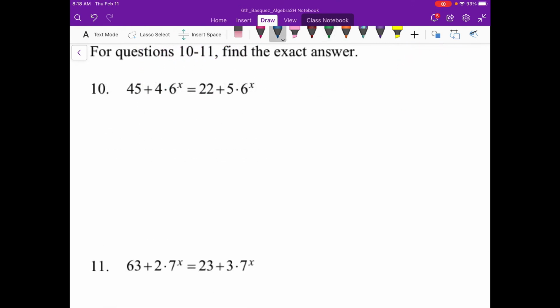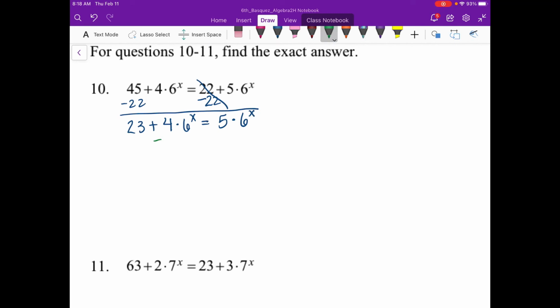All right, the last two questions say to find the exact answer. So I don't want any decimal answers. We're just going to leave it as a fraction if needed. So first, we're solving for x. We're going to need to start isolating the x value by subtracting the 22 over. And that leaves me with 23 plus 4 times 6 to the x equals 5 times 6 to the x.